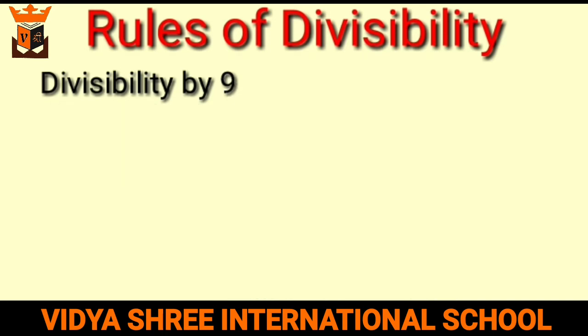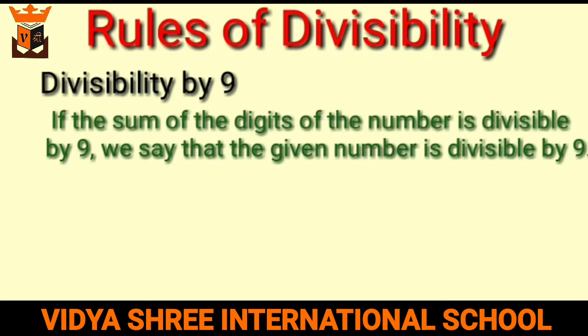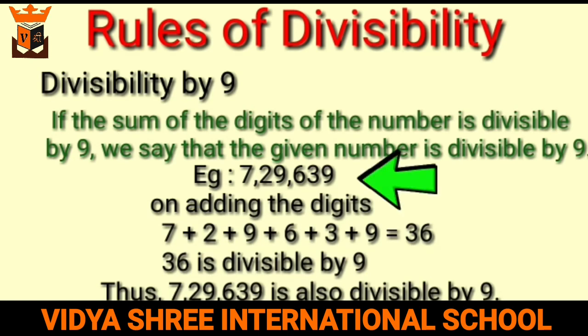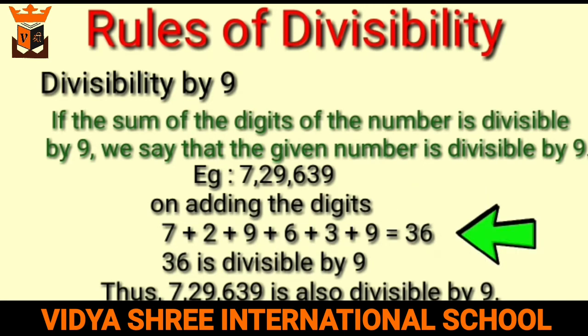Next is divisibility by 9. If the sum of the digits of the number is divisible by 9, we say that the given number is divisible by 9. For example, let us take the number 7,29,639. Here, on adding the digits 7 plus 2 plus 9 plus 6 plus 3 plus 9, we get the sum as 36, which is divisible by 9. So we can say 7,29,639 is also divisible by 9.